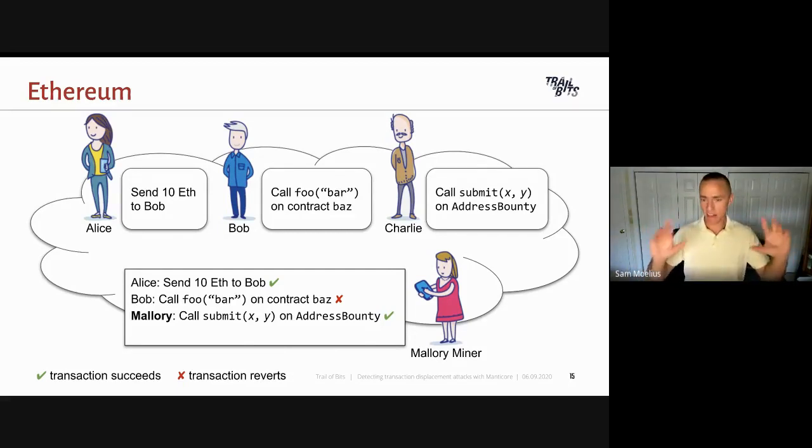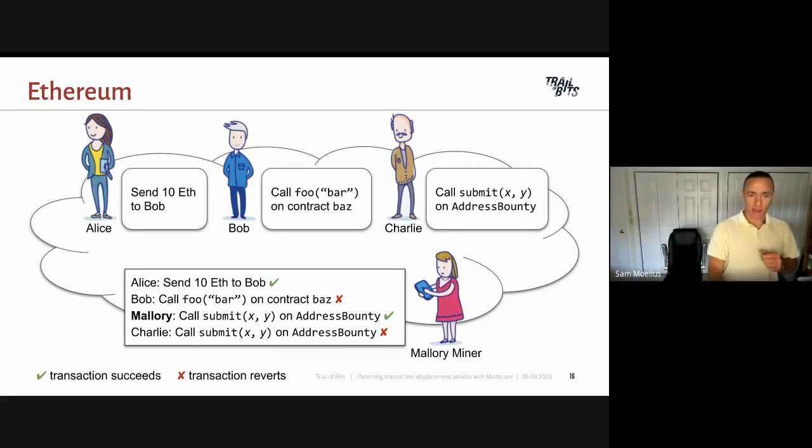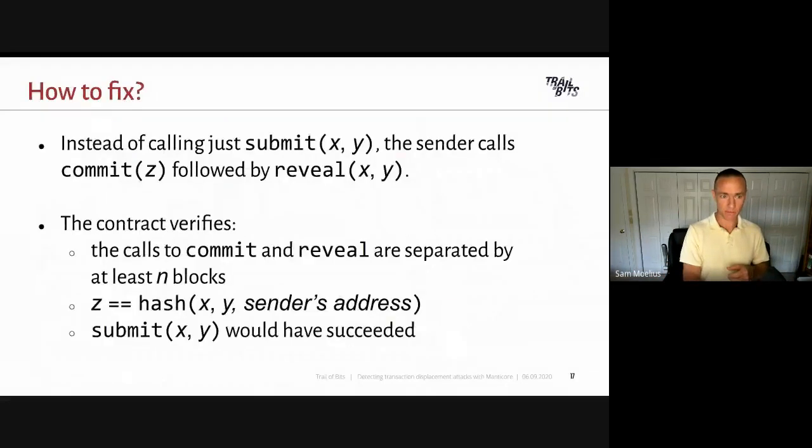So just to add insult to injury, Mallory might still include Charlie's transaction in her block just to collect his fees. But now that the reward has already been collected, Charlie's transaction will revert and he will not collect the reward. Okay. All right, so that's how a transaction displacement attack would apply to this address bounty contract that I presented earlier. So how would we address this problem? How do you design a contract to not be susceptible to these attacks?